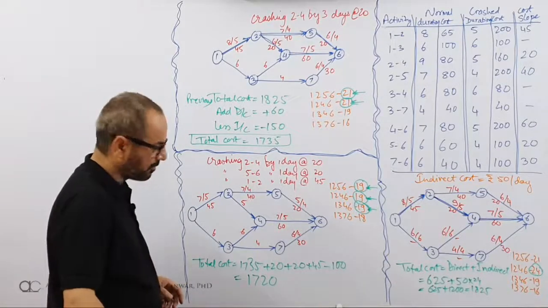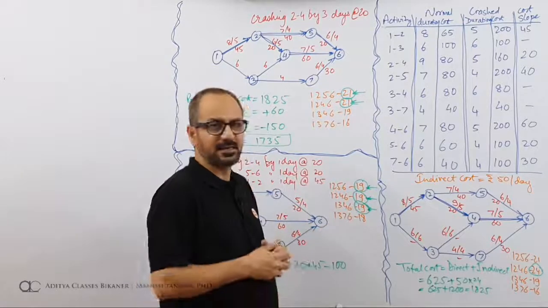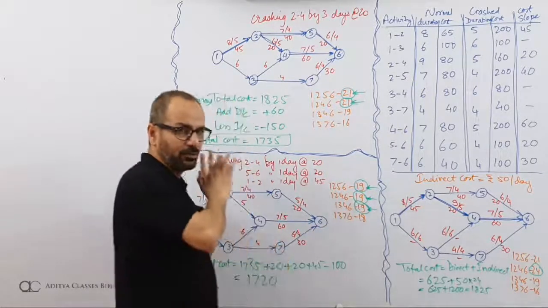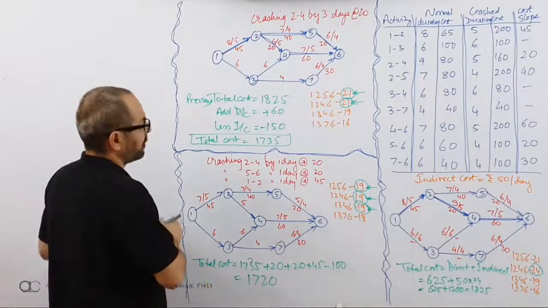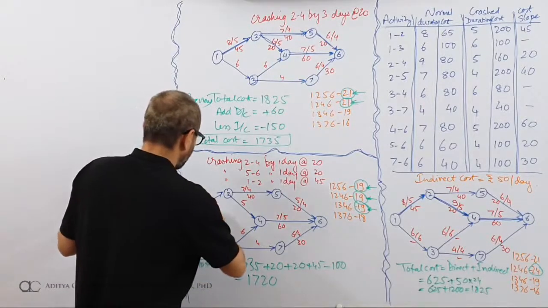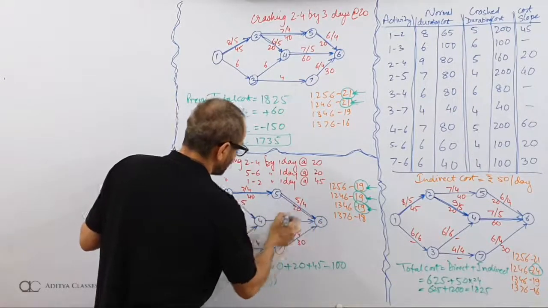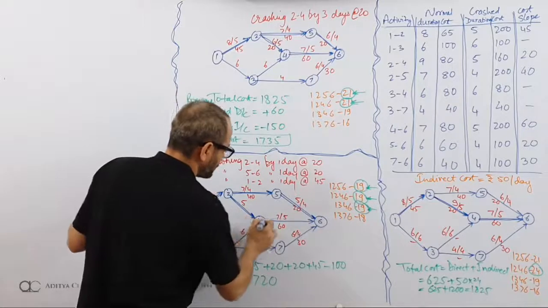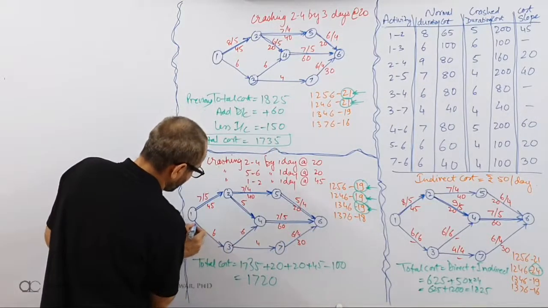Now, what is the scenario now? We have 19. Next critical is 18. We need to bring all these 19s to 18. Who is critical? 1, 2, 5, 6 is critical. 1, 2, 4, 6 is critical. 1, 3, 4, 6 is critical.